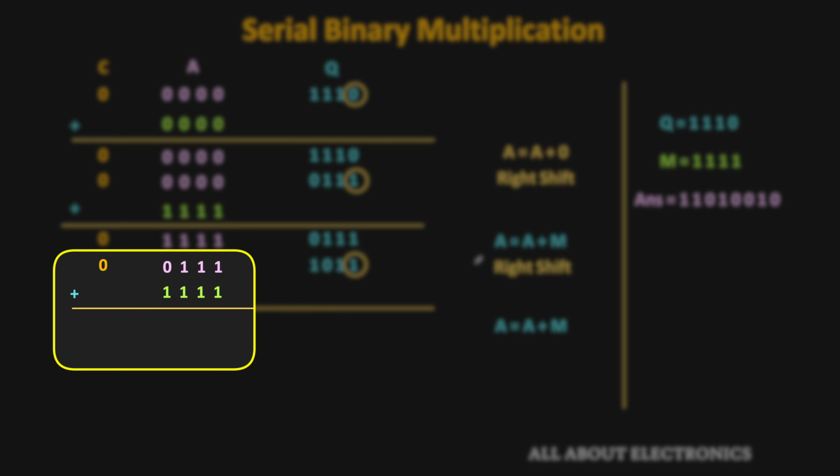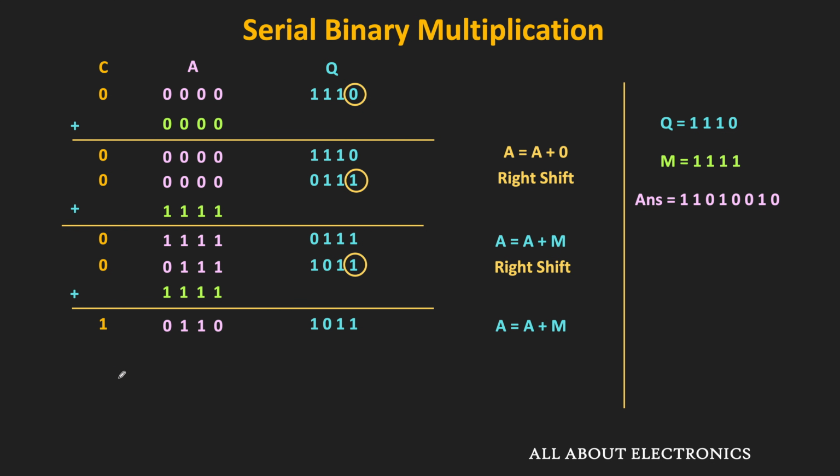So here, after the addition of this A and the M, the result is equal to 10110. So here, this carry will be stored in this C, while the remaining 4 bits will be stored in this A register. And now, every bit of the C, A and the Q registers will be right shifted by the 1 bit position. So as you can see, now this C will come over here, and likewise all the bits will be right shifted by the 1 bit position. And here, since we are performing the logical right shift operation, so the new value of the C will be equal to 0.